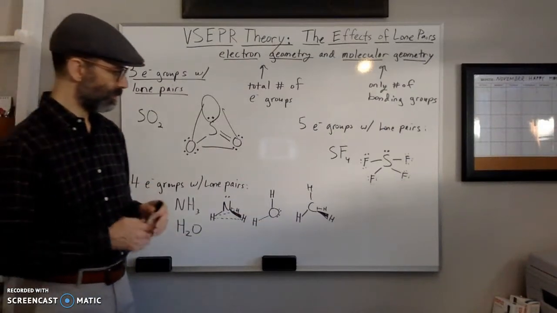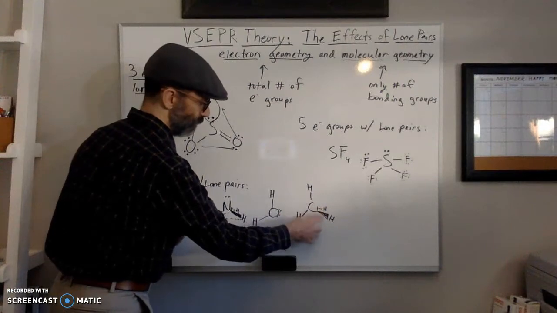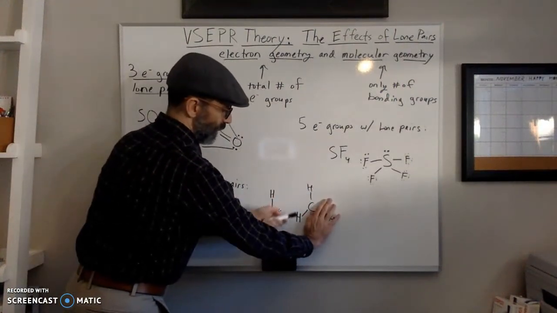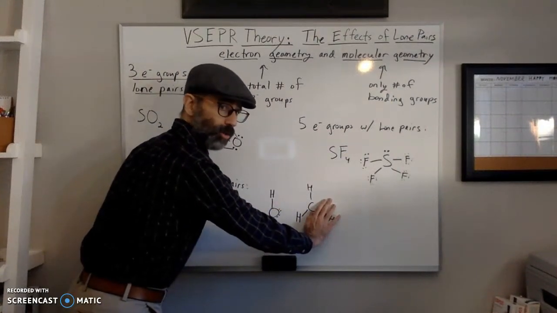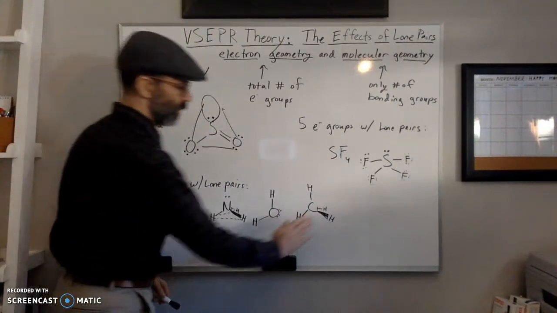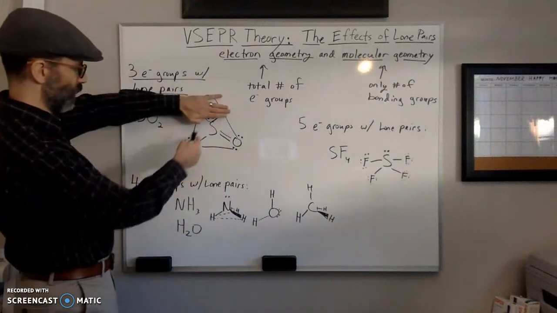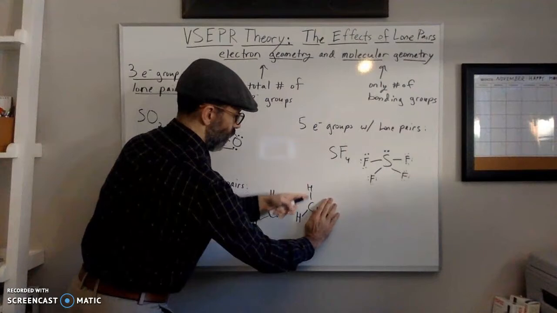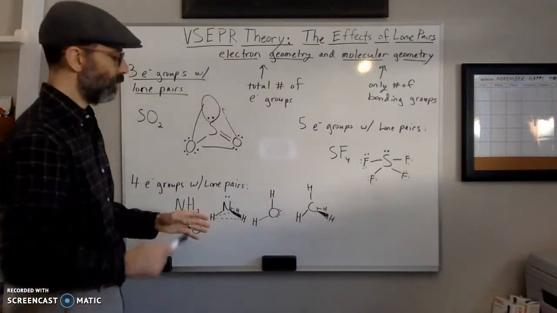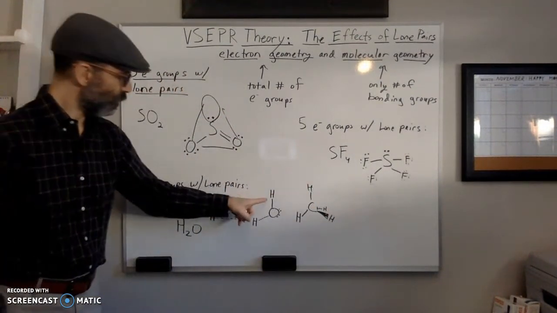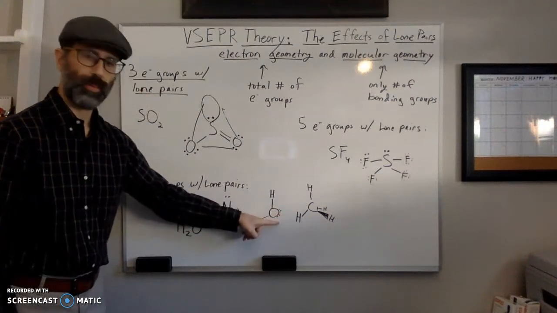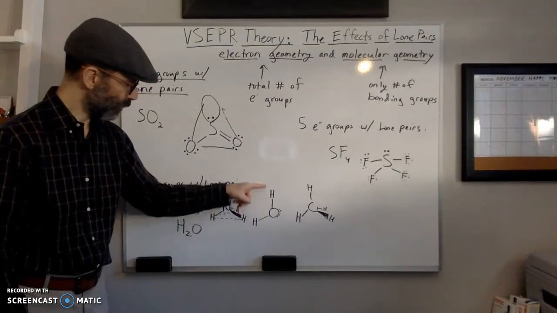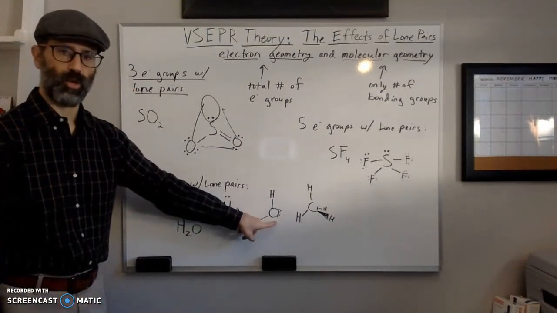Water has two lone pairs. So if these two were lone pairs, I would cover them up and ignore them. What shape does that look like for the molecule? So the molecular shape, look. If I cover this up, look at that. What do we call this? Bent. So if I have two bonding groups and two lone pairs, then I get a bent molecular shape, a bent molecular geometry, because again, I'm ignoring the lone pairs.